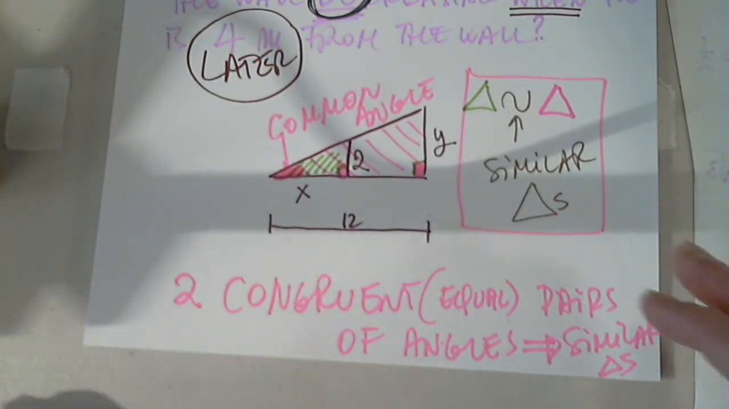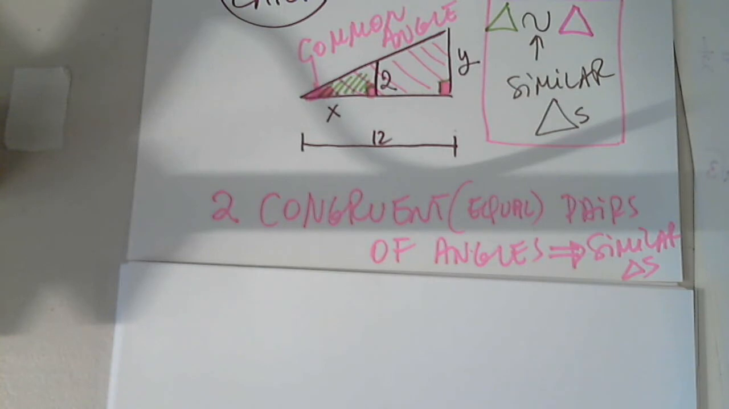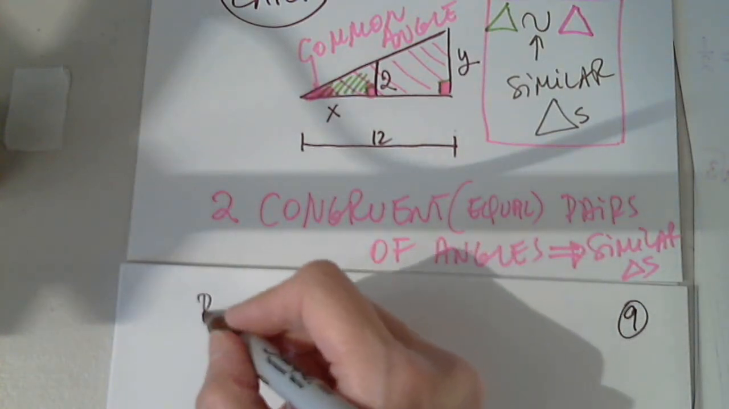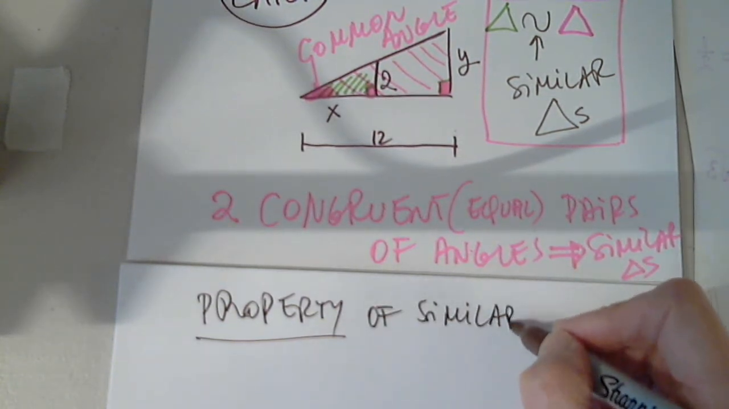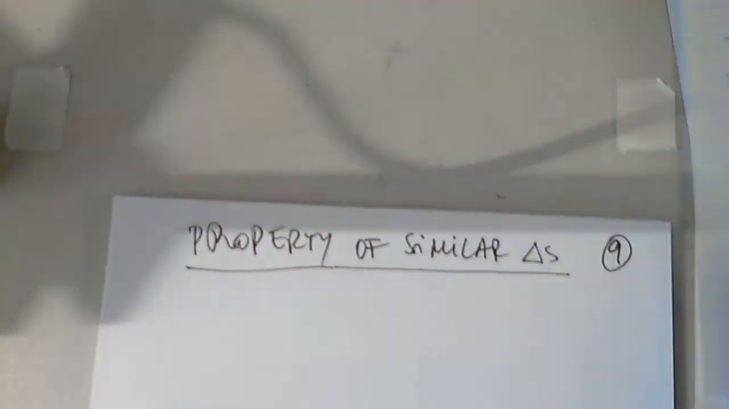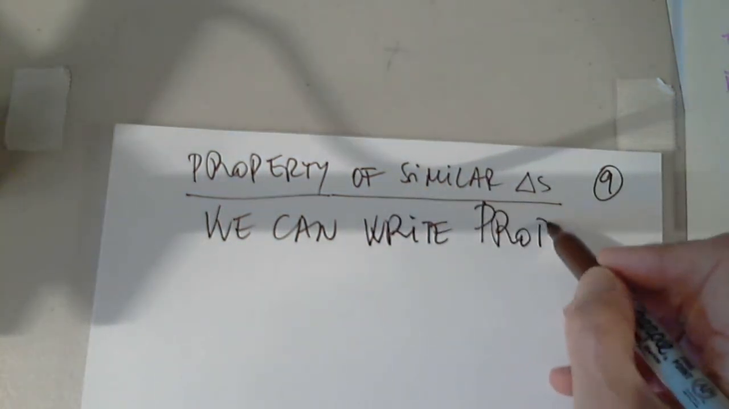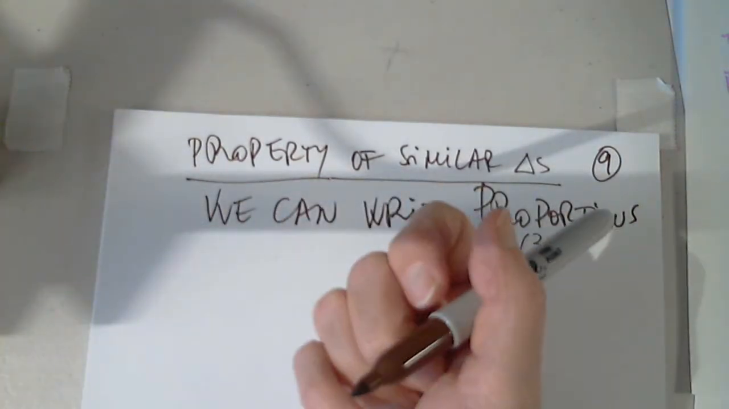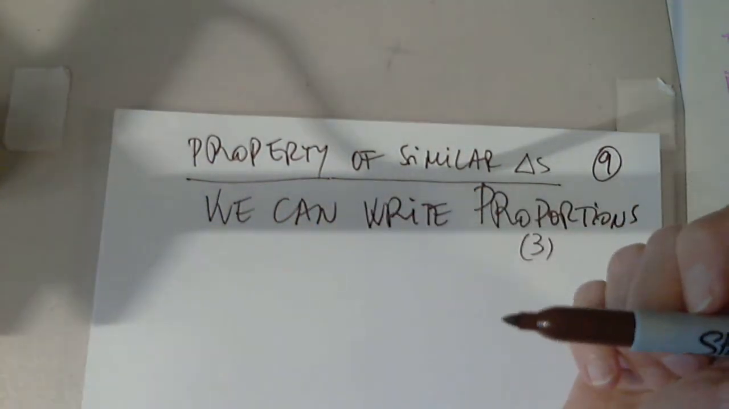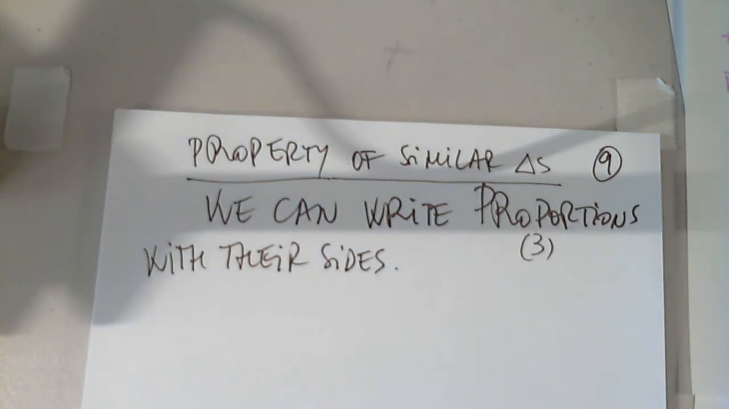Okay, brilliant, but what do I do with this? Well, similar triangles have a huge property that we need to use right now. Property of similar triangles: we can write proportions, three to be exact, three fractions, with the measure of their sides, of course.